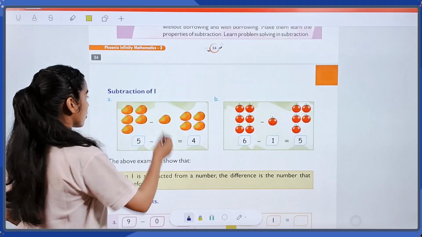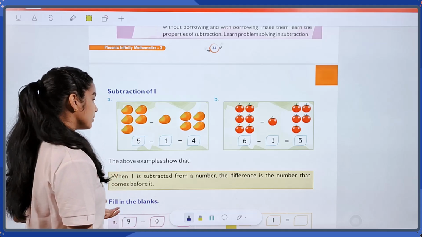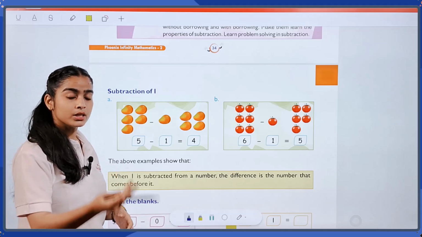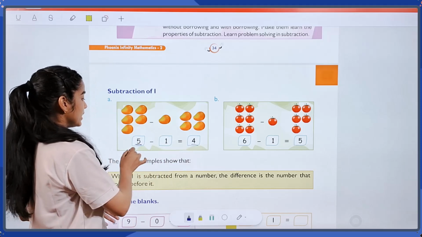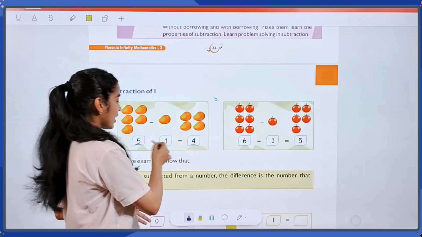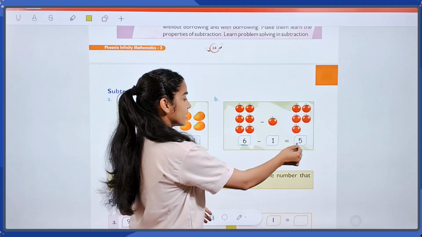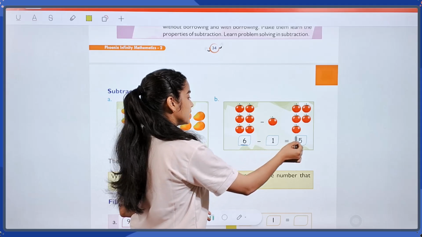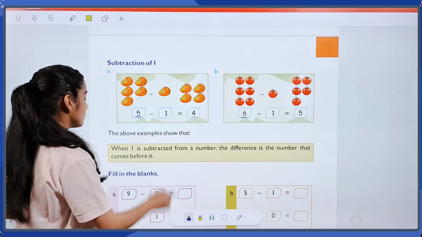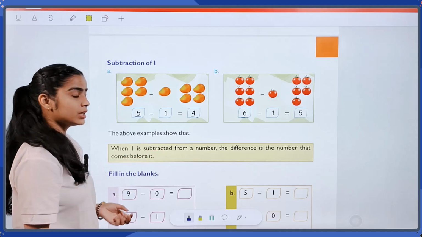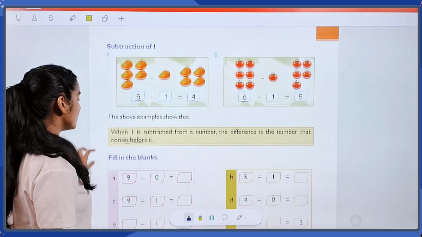Now subtraction of 1. Whenever we subtract 1 from any number, it means we have to start counting backward. So what comes before 5? We get 4. It means 5 minus 1 is 4. Next, what do we get before 6? We get 5, which means 6 minus 1 is 5. So the above examples show that when 1 is subtracted from a number, the difference is the number that comes before it.